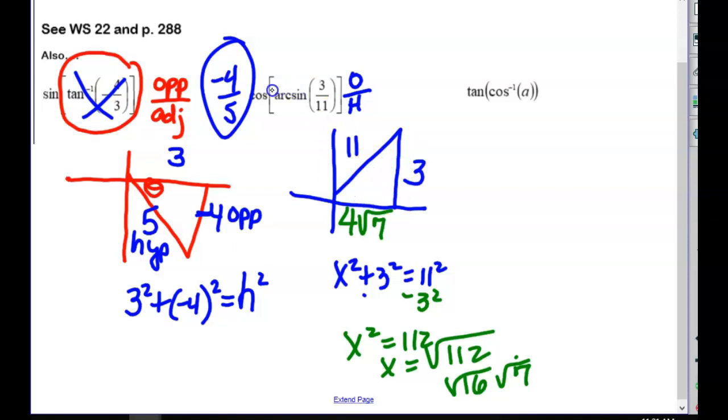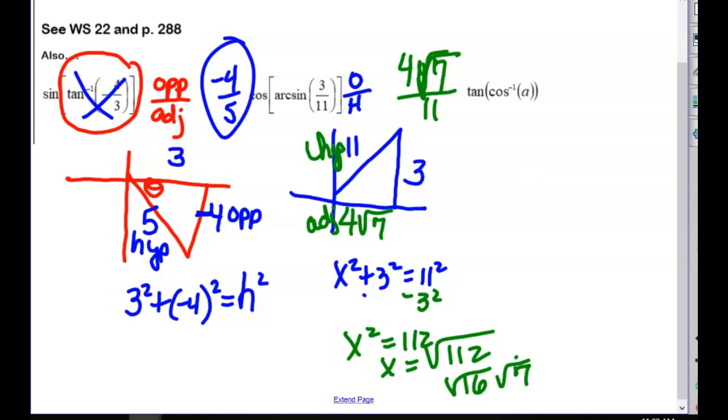So the cosine would be, now that I've labeled this, this is adjacent over hypotenuse. So 4 square roots of 7, that's going to be a funky looking 7, over 11. Sorry, that's a mess. Anybody lost?